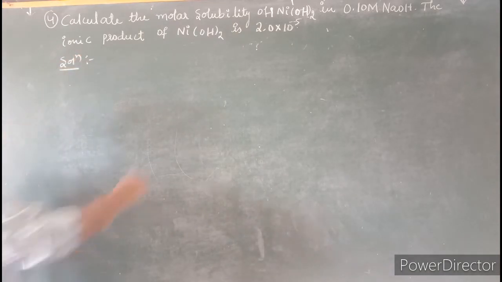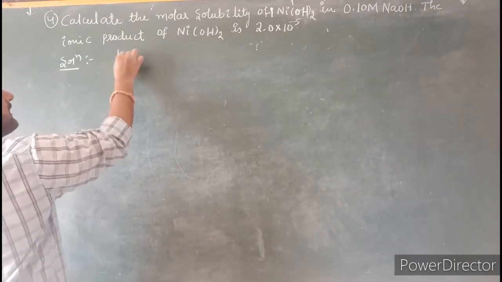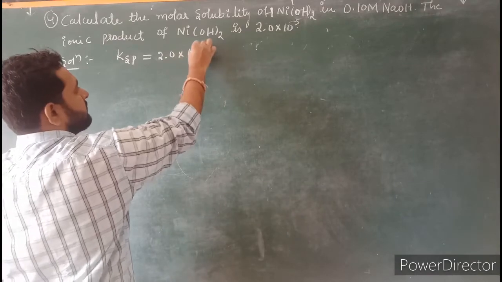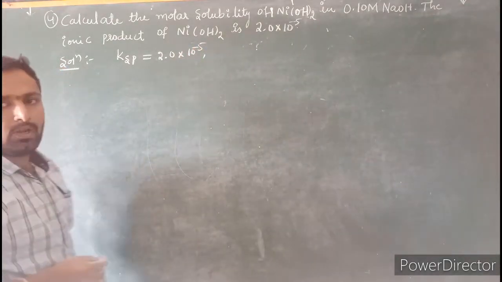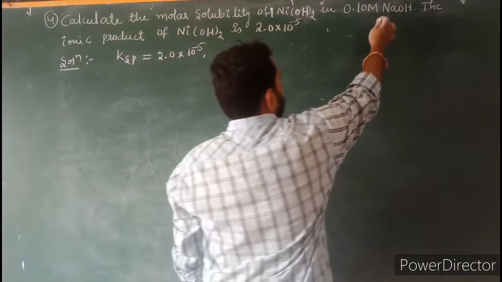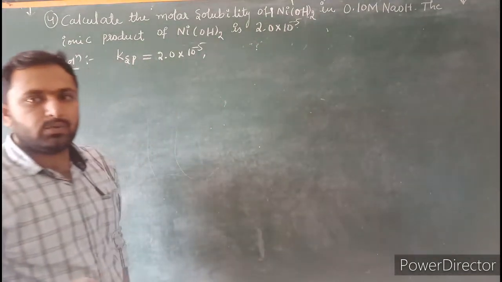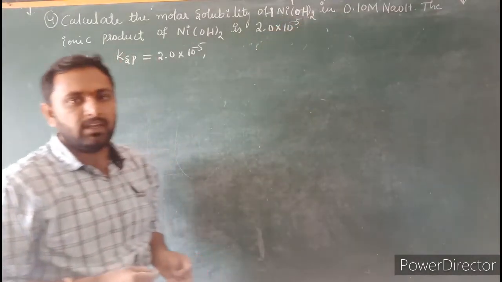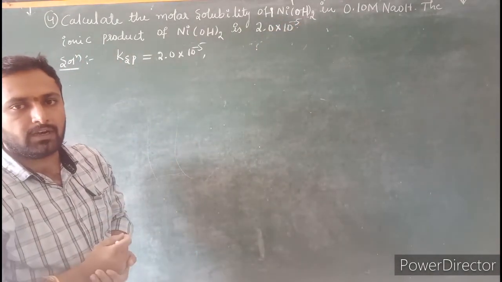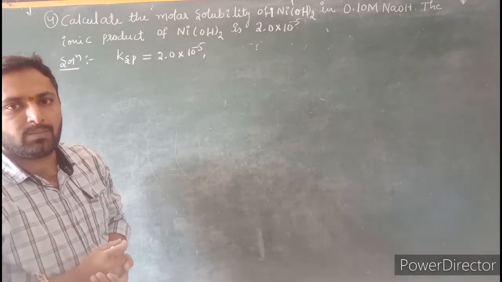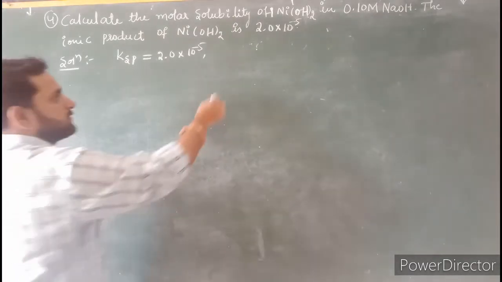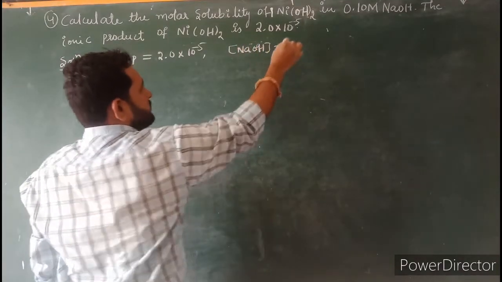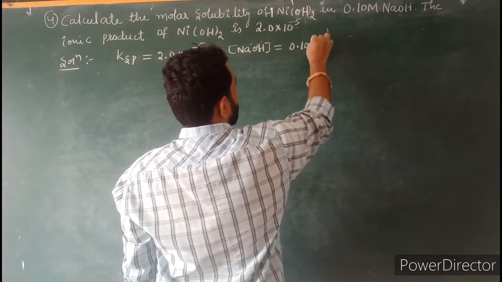Here the Ksp value of nickel hydroxide is given. Ksp is equal to 2.0 × 10^-5. And also the molar concentration of a strong electrolyte having a common ion is given. Here sodium hydroxide is a strong electrolyte, nickel hydroxide is a weak electrolyte. Between the weak electrolyte and strong electrolyte, OH- ions are the common ion. The molar concentration of sodium hydroxide is equal to 0.10 molarity.